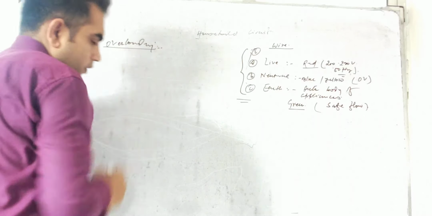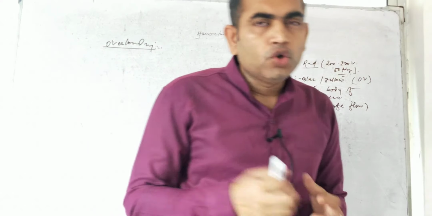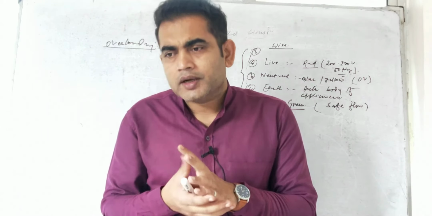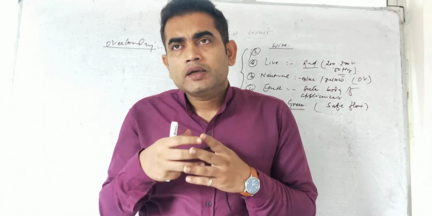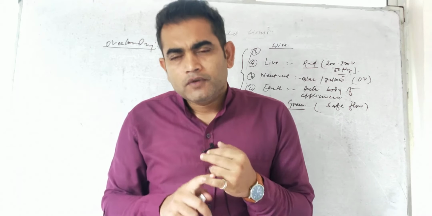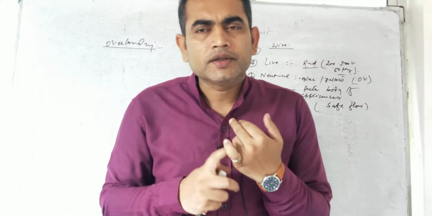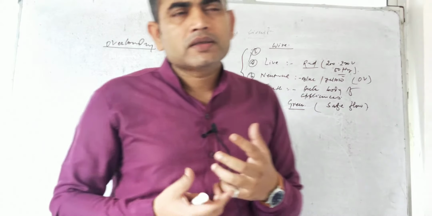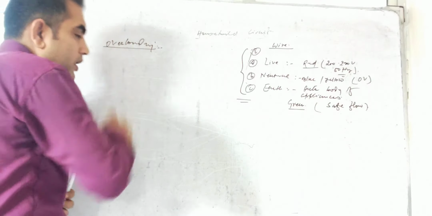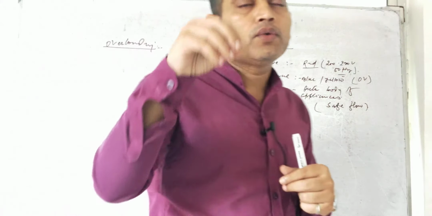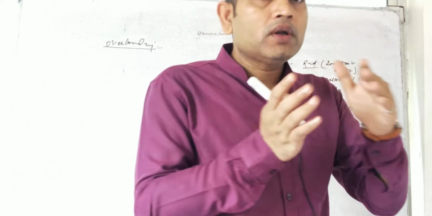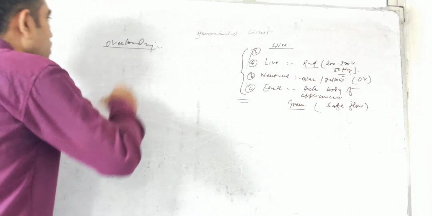So what is overloading? Load means anything that is connected to a circuit; any appliance connected in a circuit is said to be the load. If you have connected a fan to your circuit, that is the load. If you have connected a fridge to the circuit, that is the load. Every appliance connected to a circuit is a load. Every circuit has a particular limit, and if it goes beyond that limit, that situation is called overloading.